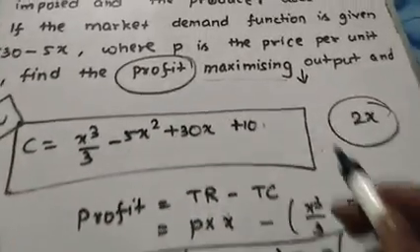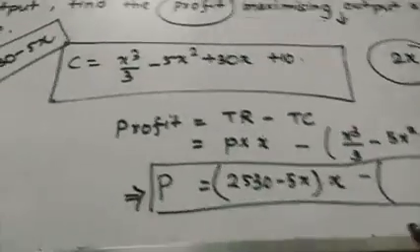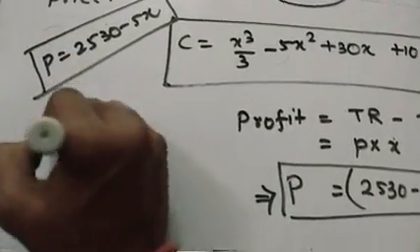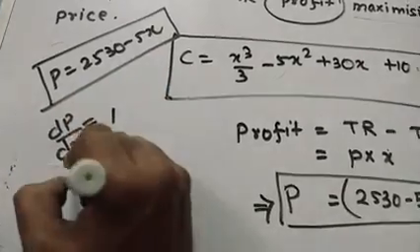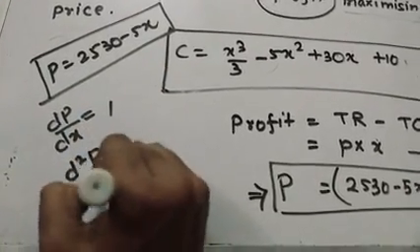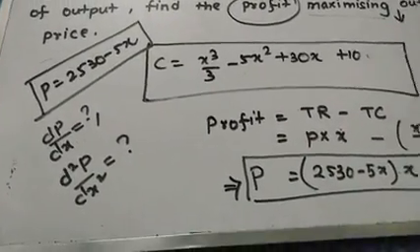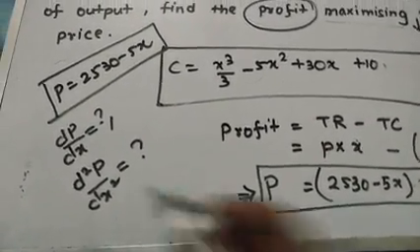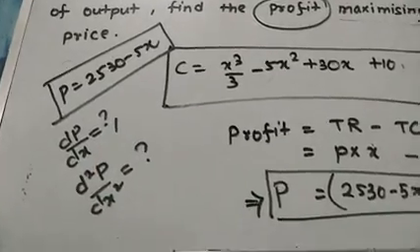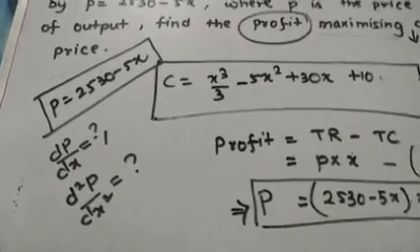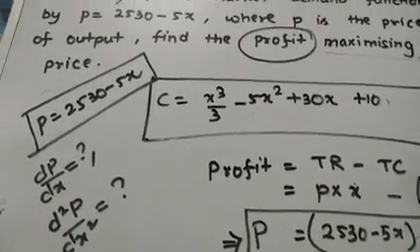Now from that we have to find maximization. Maximization means you have to find dP by dx, then d2P by dx2. These two things you have to find. Now for maximum value, what we have to do? You have to equate dP by dx equals 0. From there you will get the value of x.